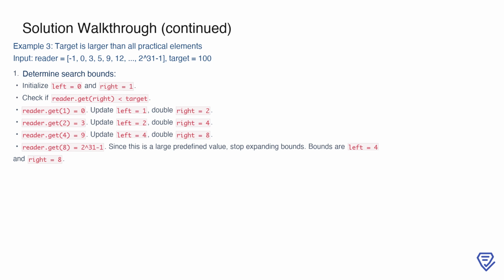Then, reader.get(4) is 9, still less than 100, so we update left to 4 and double right to 8. At right equals 8, reader.get(8) equals the large predefined value of 2^31-1, which is significantly greater than 100. Since we've encountered this large sentinel value, we stop expanding the bounds. The bounds are finalized as left equals 4 and right equals 8.